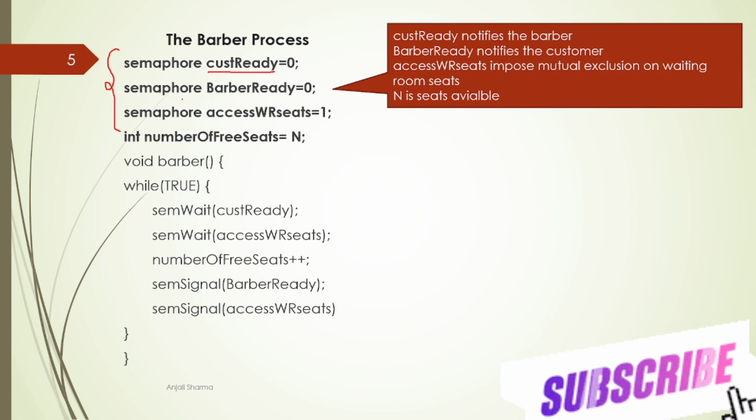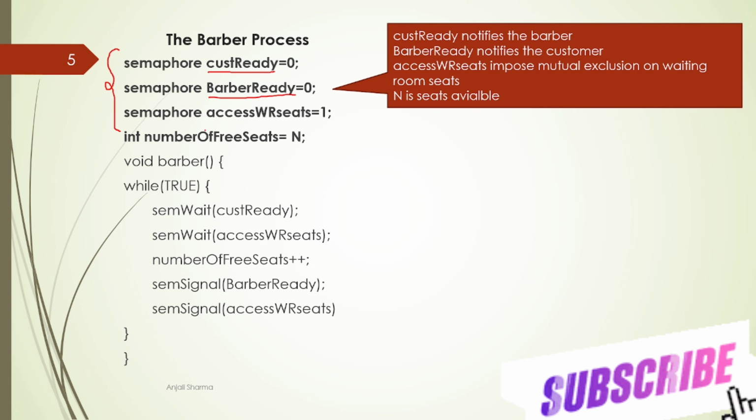Similarly, the second semaphore, that is barber ready, notifies the customer, right? If the barber is right now cutting somebody's hair, and that particular person goes off, now the barber is ready and will go to the waiting room, right, and ask the customers, please one of you now come to my seat and I will be cutting your hair, right? So this second semaphore, barber ready, is for the notification of the customers, right?